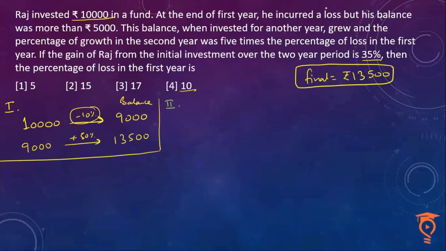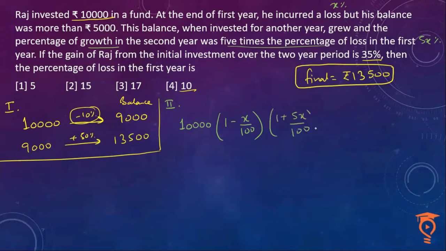So we know that loss is of X% and the percentage of growth as given is 5X percent. So let's do this. So 10,000 rupees. First, there was a loss of X%. So this is the balance after the first year. Now this balance will be increased by 5X% to get you 13,500.